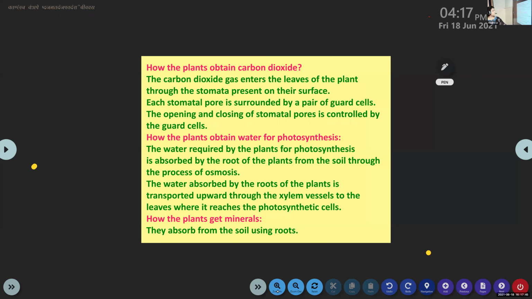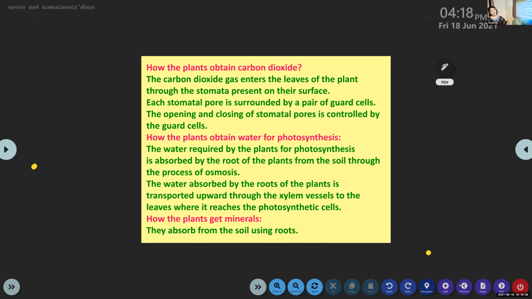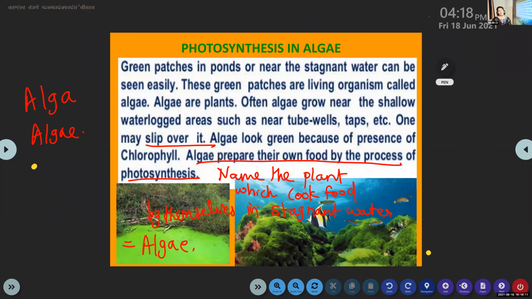So we go to the next class. Today I am not going to start this because today is too much for you, because already you have 2 classes. This is the same thing, how the plants make proteins and fats, how the plants make nitrogen. All these things we will be discussing in the next class. So photosynthesis over. We also learned one type of plant which is in the stagnant water, which cooks food by photosynthesis. Now we will be learning how the plants will give us proteins, fats, carbohydrates, all that in the next class.